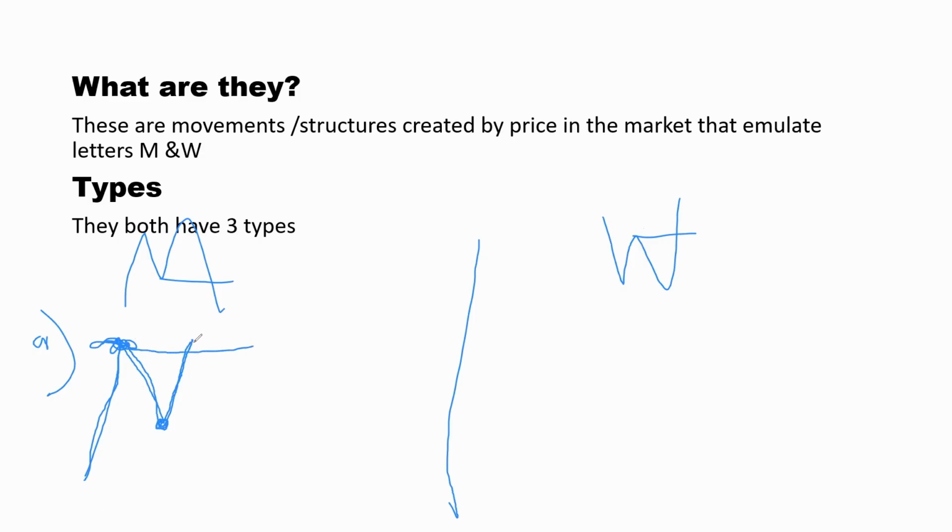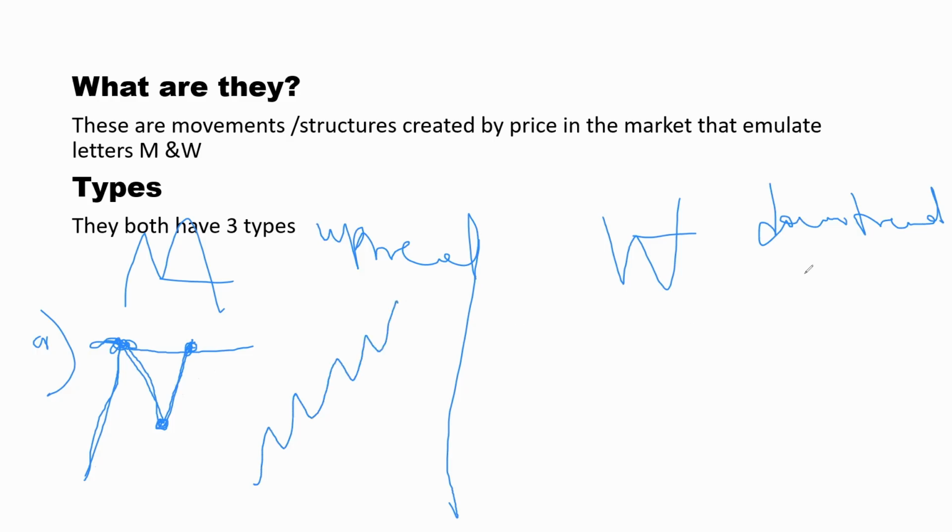Remember that an M is created in an uptrend. Let's just mention this. It's created in an uptrend, while this one is created while the market is making a downtrend. When the market is making an uptrend, we expect it to be making higher highs and higher lows. While in the downtrend, we expect the market to be making lower lows and lower highs, like this.